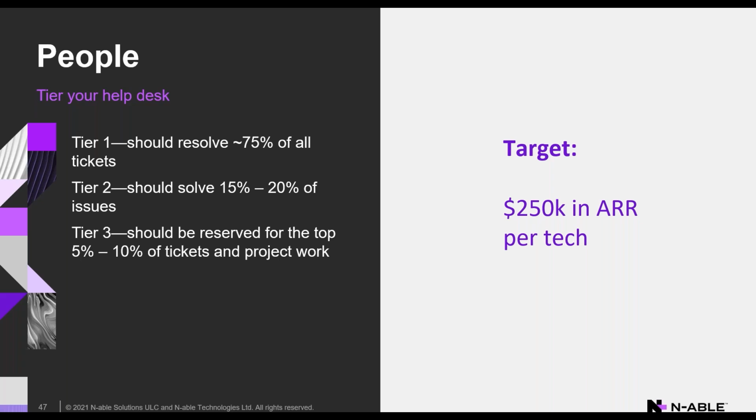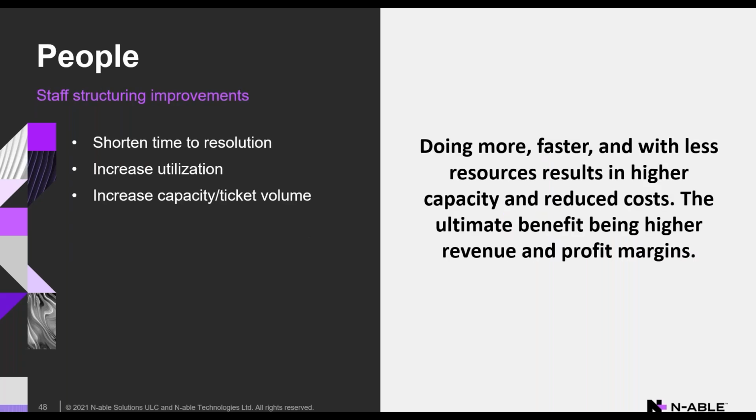Where does this structure bring us? It brings us to shorter resolution time. The right person's getting the right ticket. Increased utilization: if the mean time to resolution is shorter, I take in more tickets, meaning I can bill for more. And increased capacity and ticket volume. Pretty easy to catch up there.